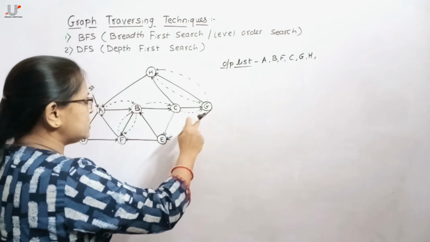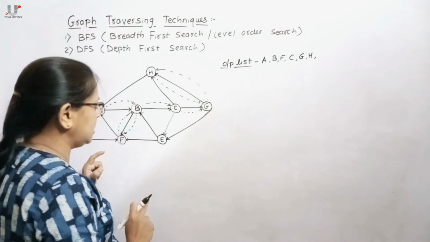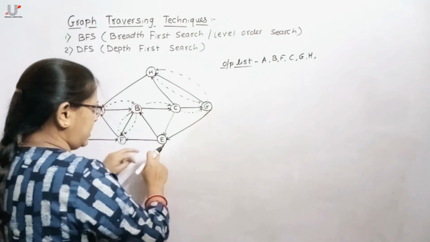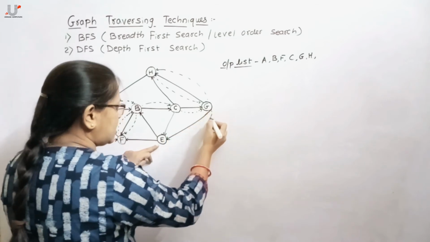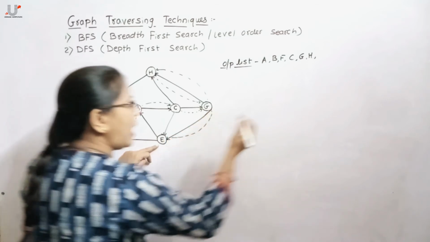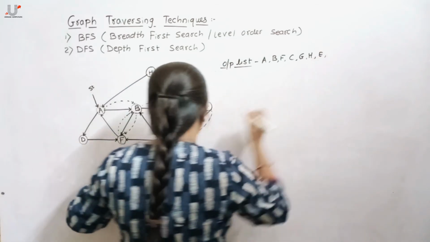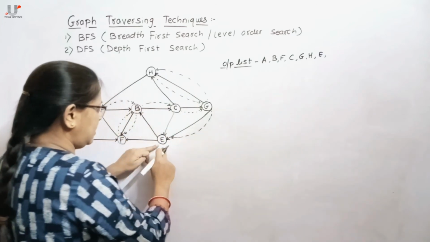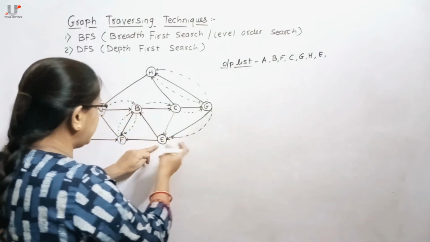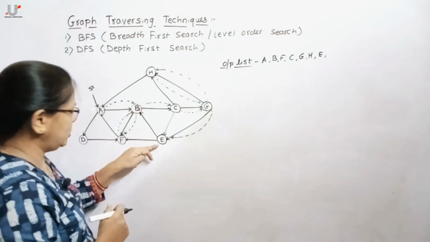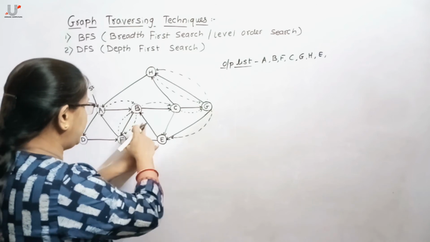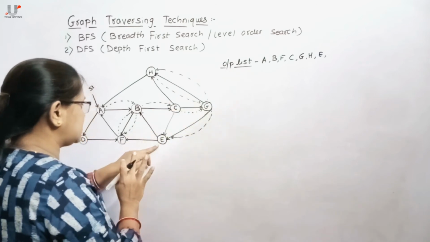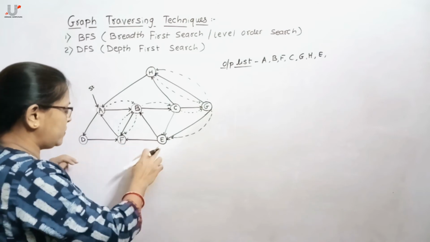Then check unvisited adjacent nodes for this G. It's E, so the control will transfer to E, and add that E into the output list. Then from that E again check whether any unvisited adjacent node is there. It's B, but as it has already been marked as visited, don't visit it again.